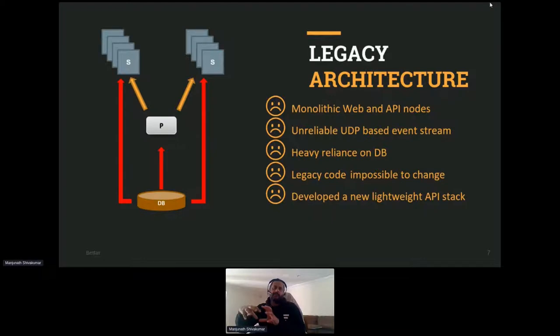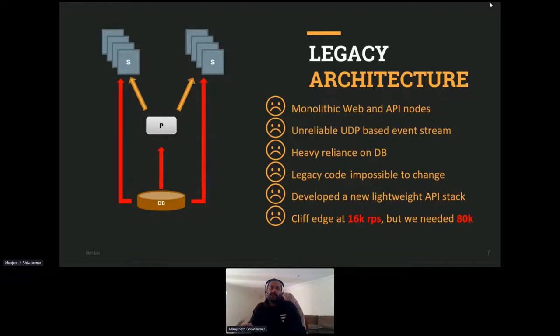So instead of the monolithic JBoss environment, we split it into a number of microservices, but it was still reliant on the same database and the legacy UDP-based event stream architecture. And there was a limit that was hit with this. Even with the newly written API based on the legacy architecture, we were not able to scale it beyond 16,000 requests per second.